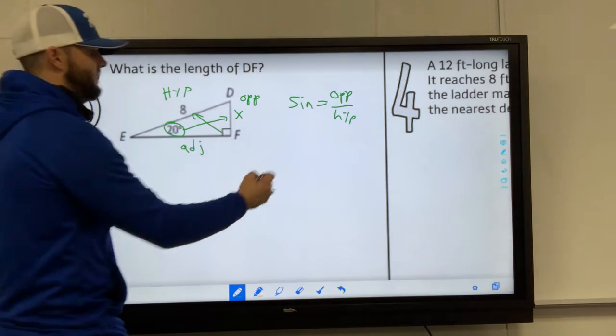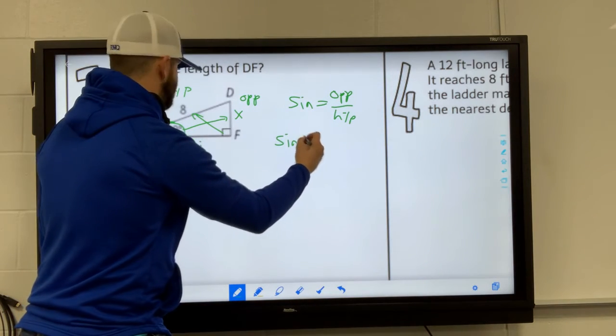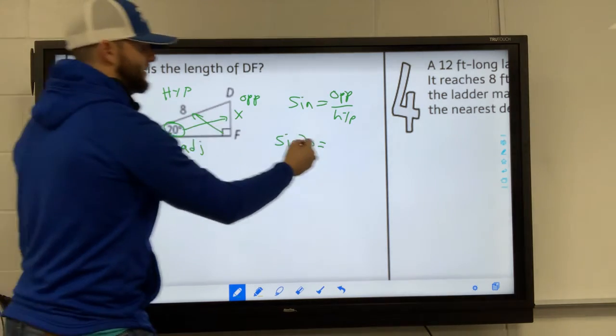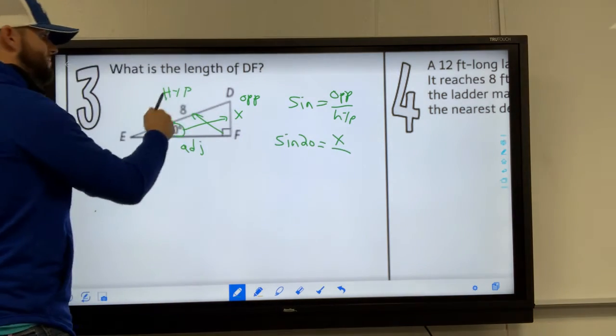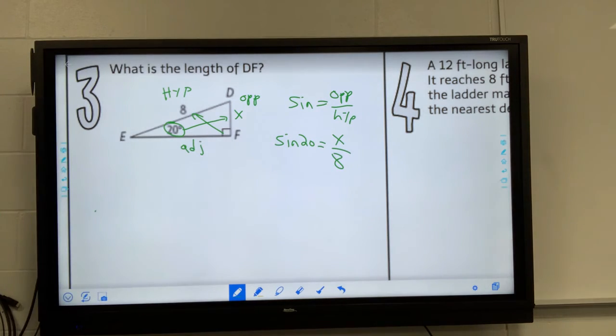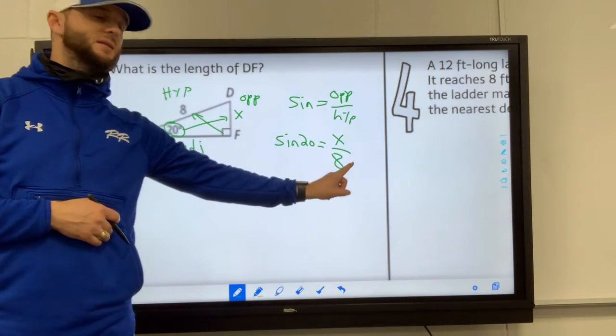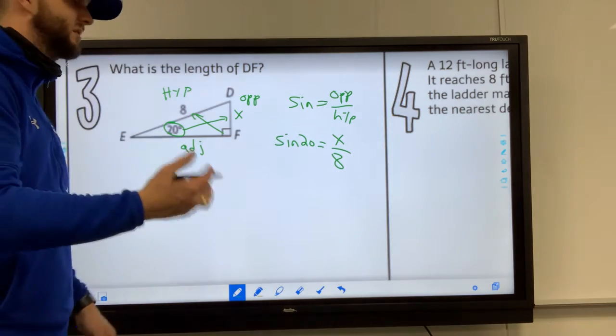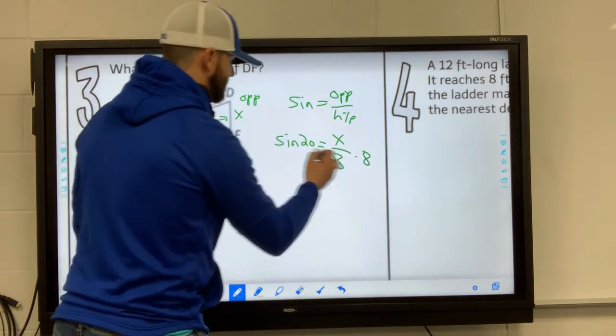So with that being said, I am doing the sine of 20. My opposite side is going to be x, so I'm putting x on top. And my hypotenuse is on bottom, so I'm going to put 8 as my hypotenuse. So now in order for me to get x by itself over here, I am dividing by 8. So that means I need to multiply by 8 on both sides.